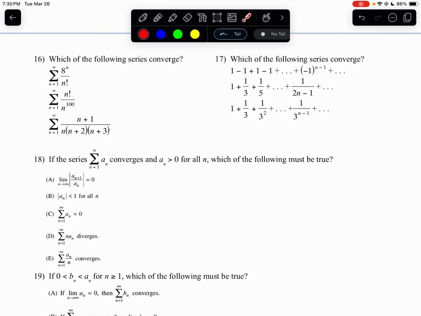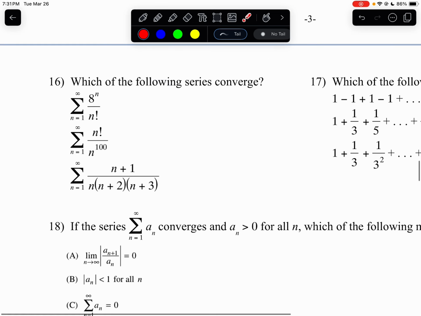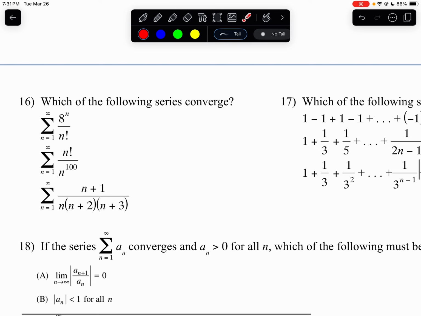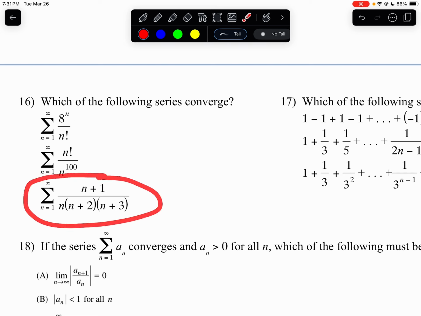Okay, question 16. Which of the following series converge? So here's a list of series. Can we tell which one converges? Let's see. We have three of them. I'm going to take a look at this series right here.